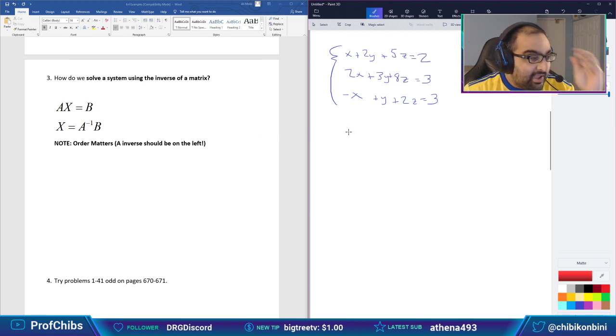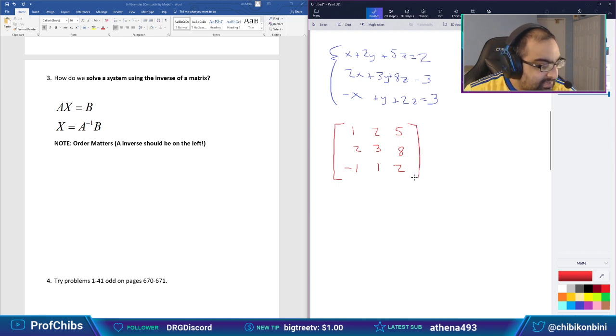So what I'll have here on the left is all the coefficients for x, y, and z. I'm going to have 1, 2, and 5. I'll have 2, 3, and 8. And I'll have minus 1, 1, and 2. Make sure about the signs. Okay, that's correct. This is going to be our matrix A, which is just the coefficients of x, y, and z.